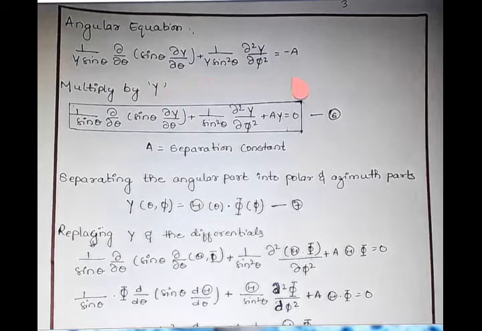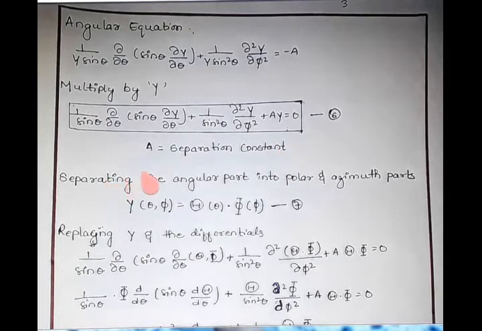Therefore, multiplying this equation by Y, we get 1 divided by sine theta into partial differential with respect to theta of sine theta into partial differential of Y with respect to theta, plus 1 divided by sine square theta into second partial differential of Y with respect to phi square, plus a Y equals 0. And therefore, this equation becomes equation number 6, which is the angular equation. Here, a is a separation constant.